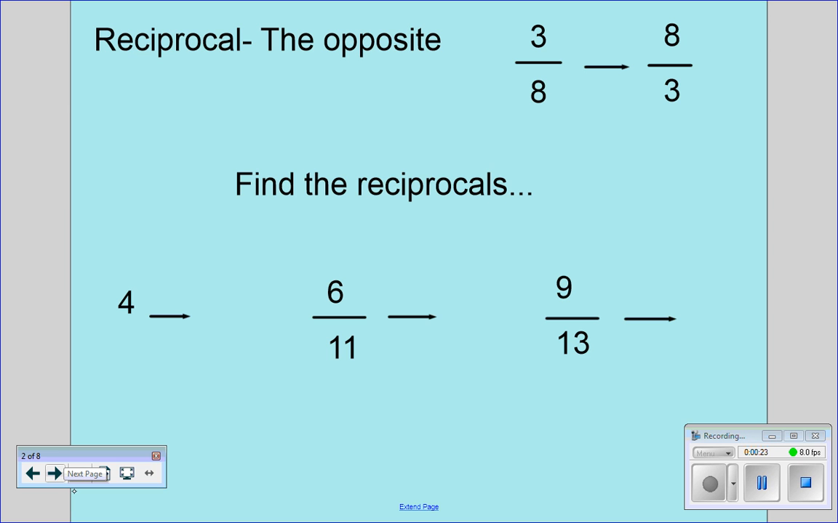So, first of all, we need to talk about the reciprocal. The reciprocal is the opposite. So if I have 3/8, the reciprocal is 8/3. So it's just the opposite. You just flip it over. So when I talk about the reciprocal, I want you to know that it means the opposite.